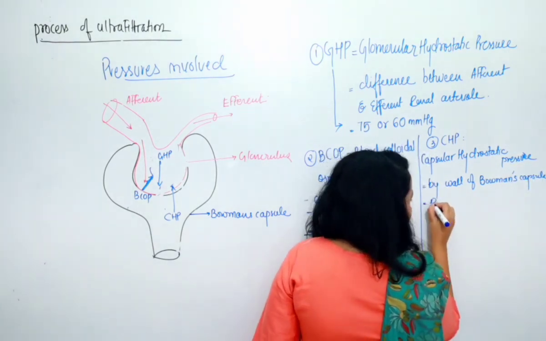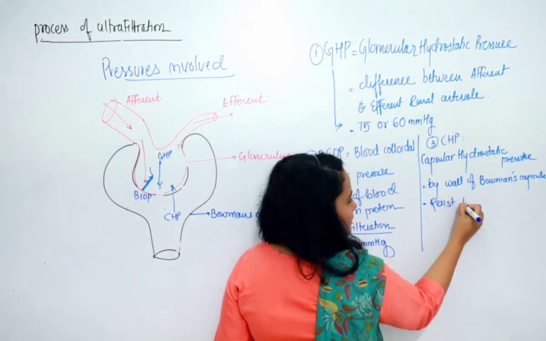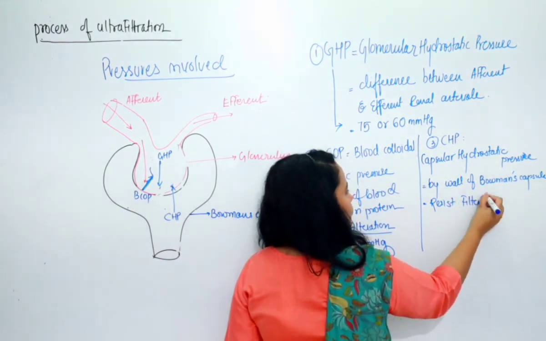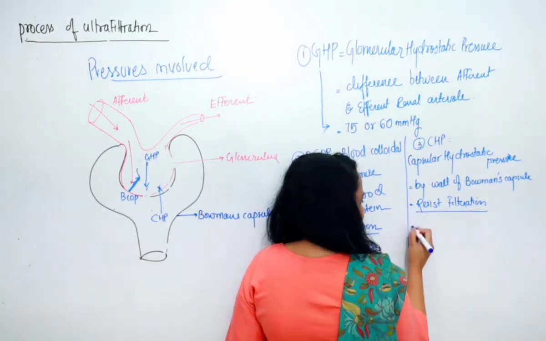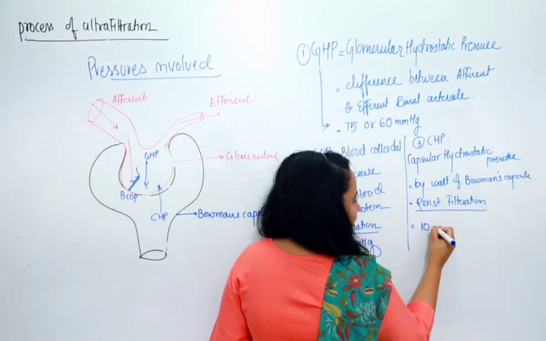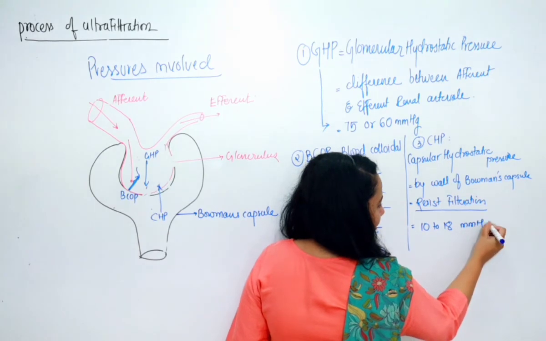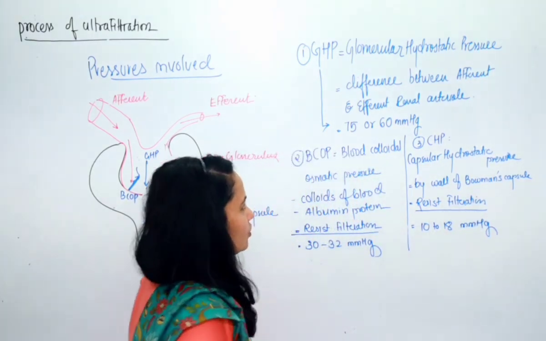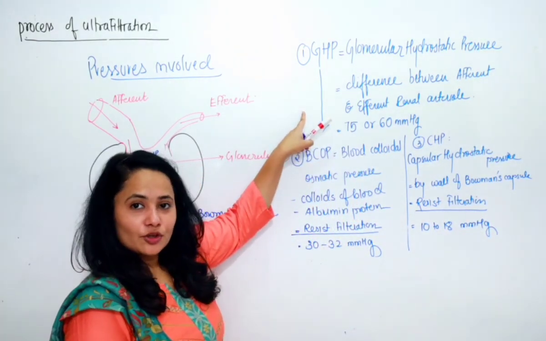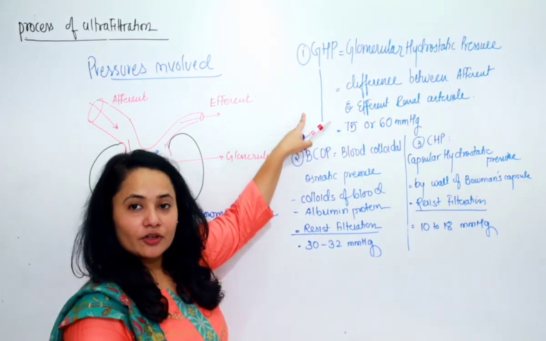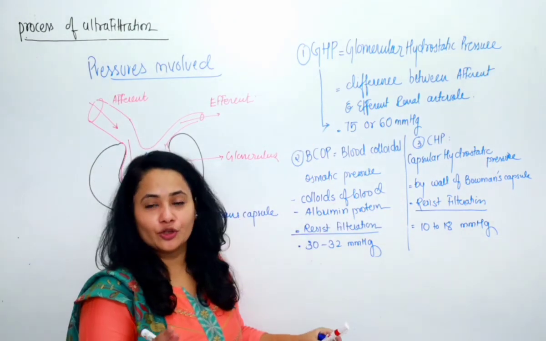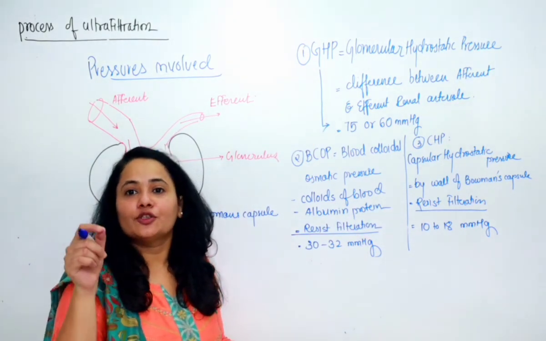What does this do? It also resists filtration. It is something around 10 to 18 mmHg. So this is the pressure that is helping the filtration, and these two pressures are opposing the filtration process.